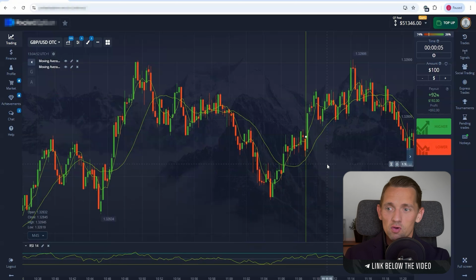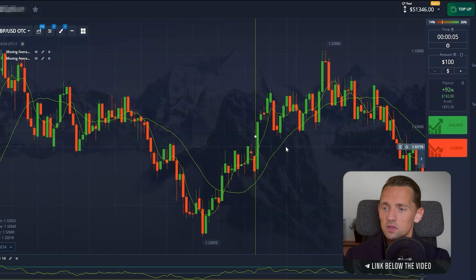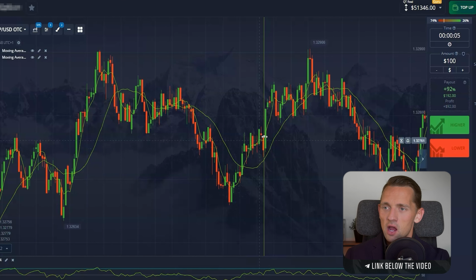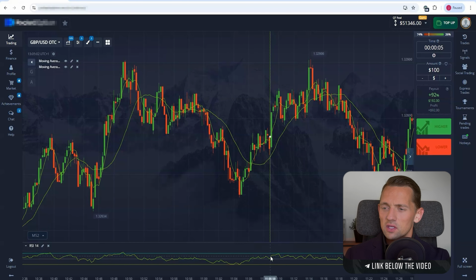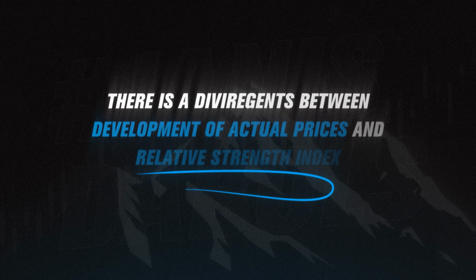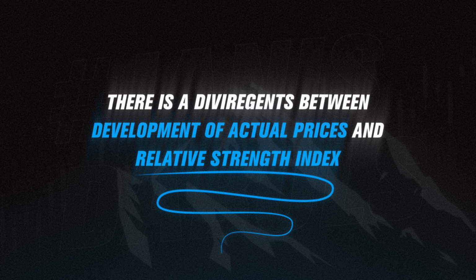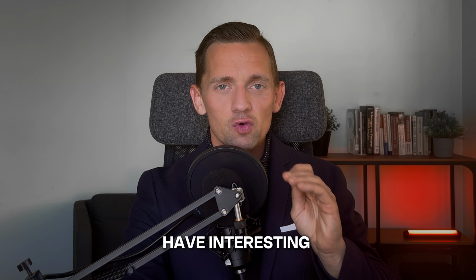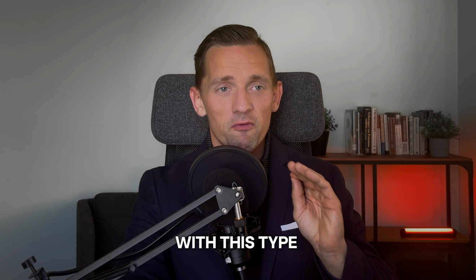But if we add the relative strength index, we might see something more interesting, because here we see that prices are steadily going higher. But what's interesting is that the relative strength index is going lower. So you see from here to here it's lower, but actual prices are getting higher. That means there is a divergence between the development of actual prices and the relative strength index. And this is an unconventional way you could actually have interesting trading perspectives with this type of pattern.